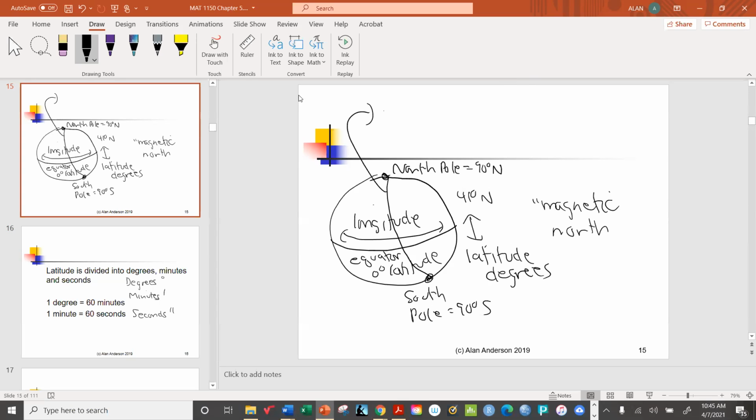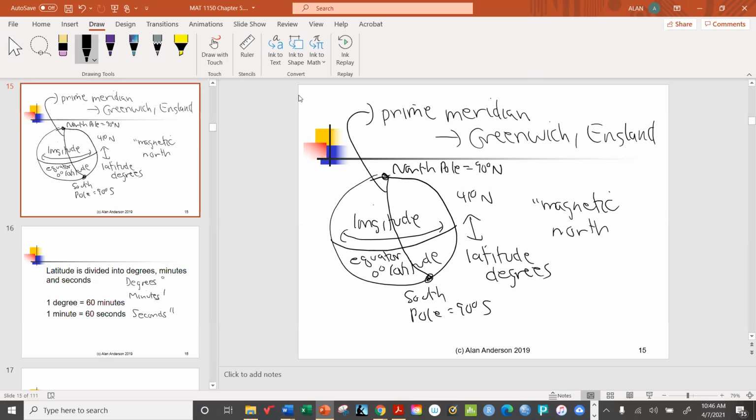That's right. It's called the Prime Meridian, and it goes through Greenwich, England. Now, why Greenwich, England? Because what's located there is the Royal Observatory, which was set up by Sir Isaac Newton. And he was the one who came up with this idea of longitude. So naturally enough, the zero longitude is in Greenwich, England. It goes through the Royal Observatory.